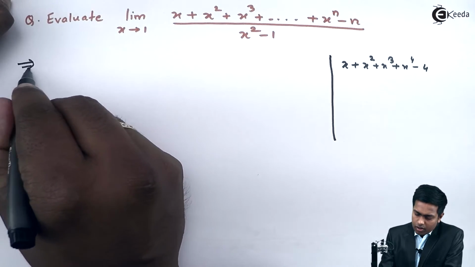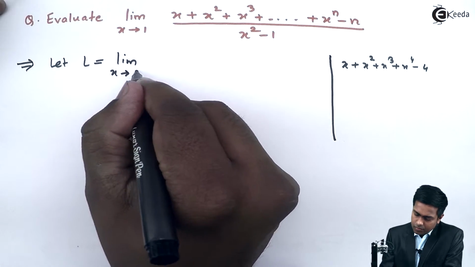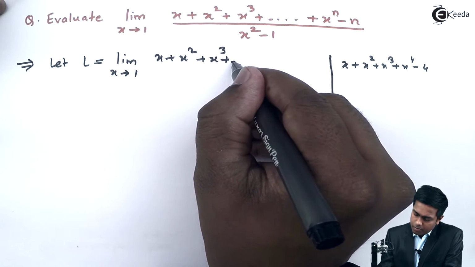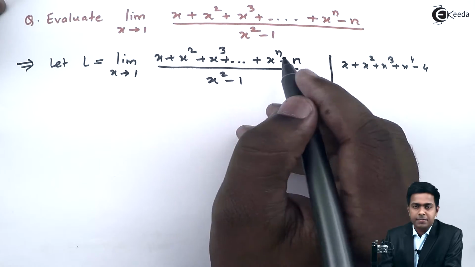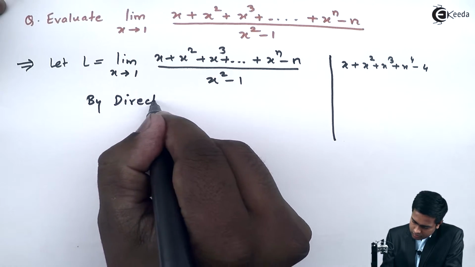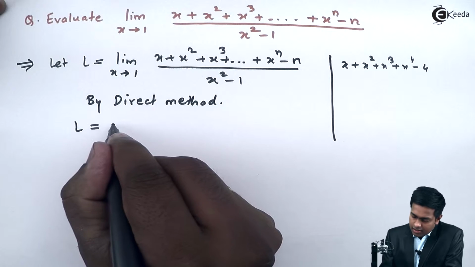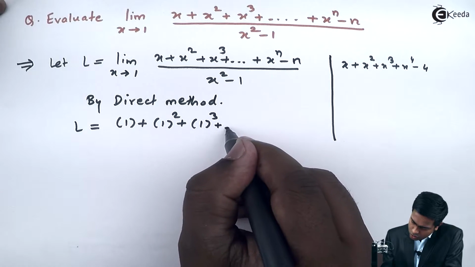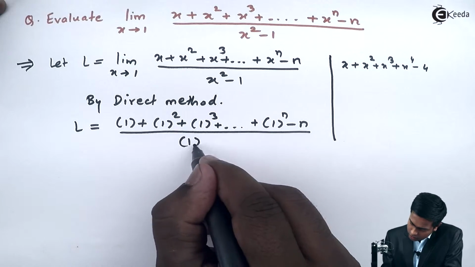First of all, I will assume this given limit as L, which is limit x tends to 1, (x + x² + x³ + ... + xⁿ − n) upon x² − 1. Now by the direct method, we will get L as (1 + 1² + 1³ and so on till 1ⁿ − n) upon 1² − 1.